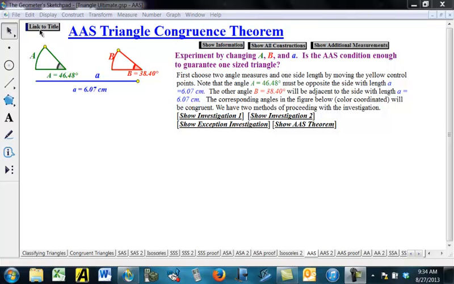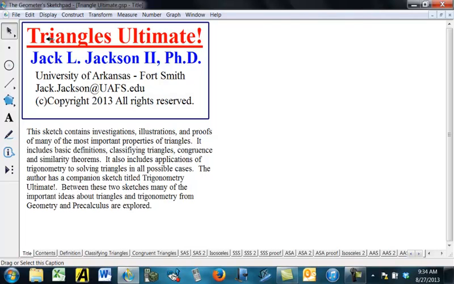Today we're going to be looking at the AAS condition with triangles. Now remember what we're doing: this is part of a sketch that I have written called Triangles Ultimate. And we've been looking at congruent triangles.